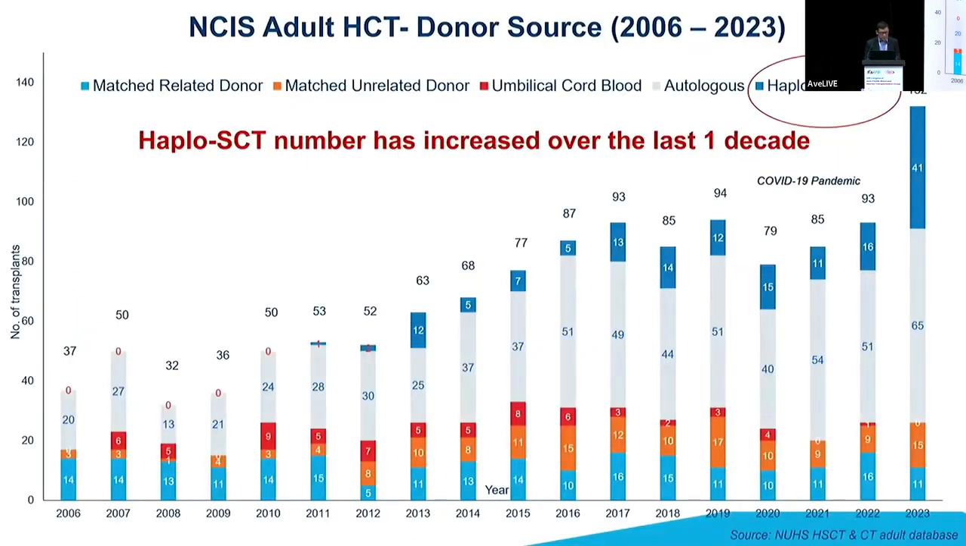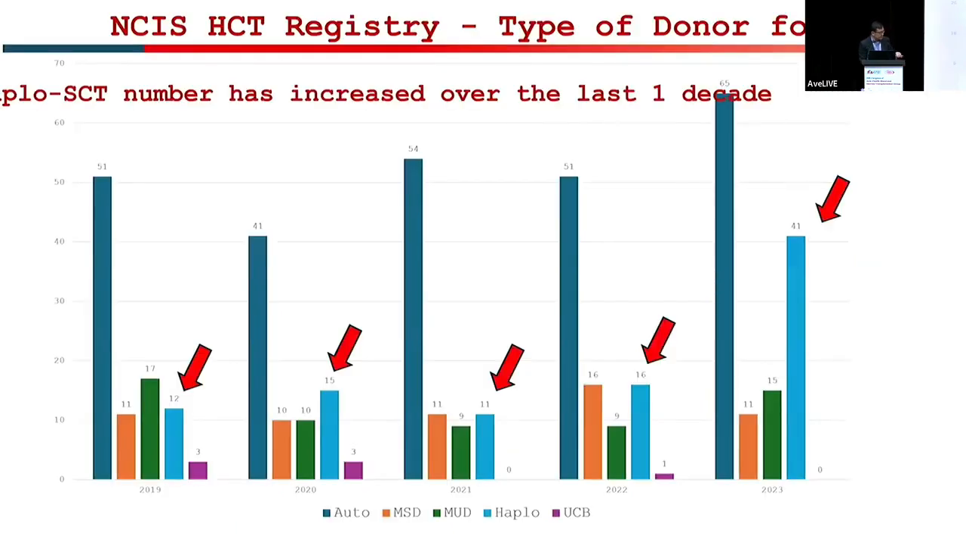So in Singapore and in our hospital, we also see the same trend. The number of transplants using haploidentical donor has increased significantly. In fact, last year you can see that we have done more haplo donor than that of matched sibling donor and matched unrelated donors.